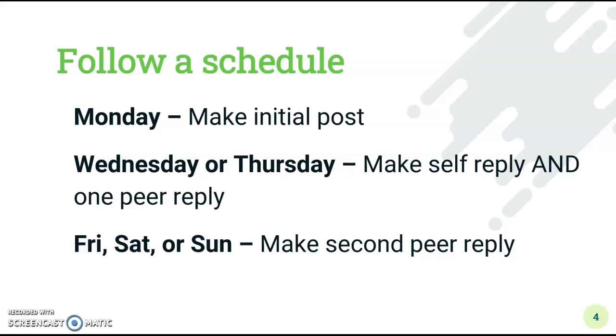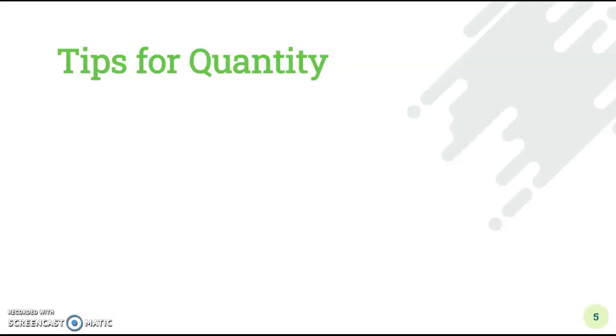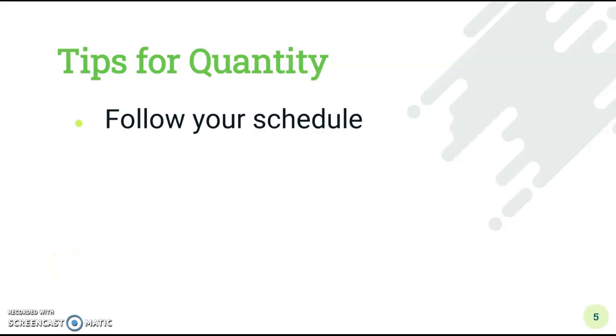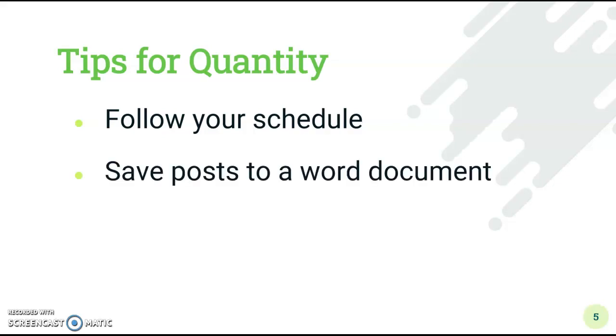Following this schedule will also help with the quantity. Here are the tips for quantity. First of all, follow that schedule, because by following that schedule, you're automatically going to have 4. The next, save your posts to a Word document. That way you can easily see if you have 4 at the end of the week.